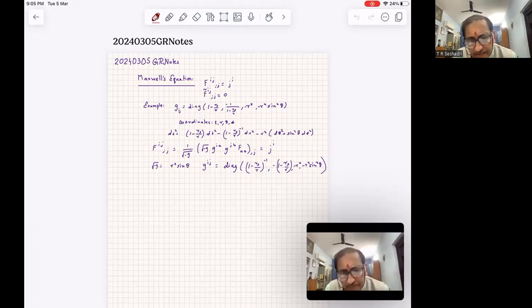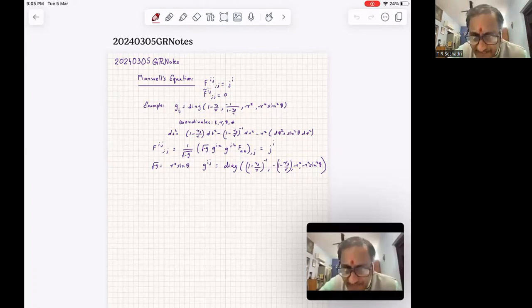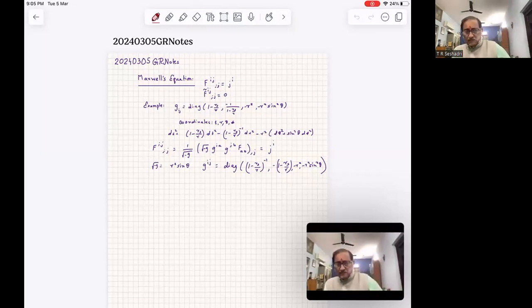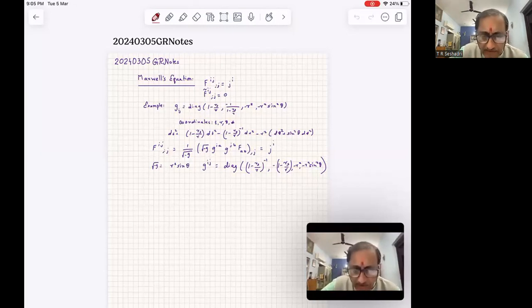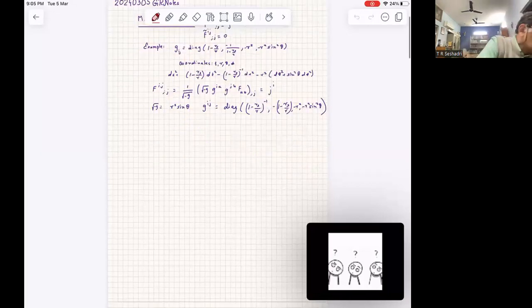In the limit when Rs is very small, I expect that it should give me some kind of Newtonian limit. In fact, when Rs is exactly 0, then I will get the usual Minkowski flat space-time F^{ij}. Okay, so this is how you use it. Is it all right? Yeah, okay, fine.